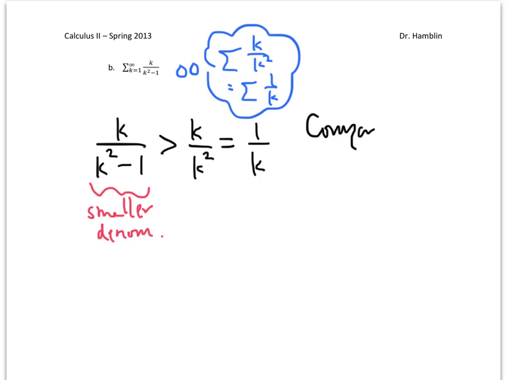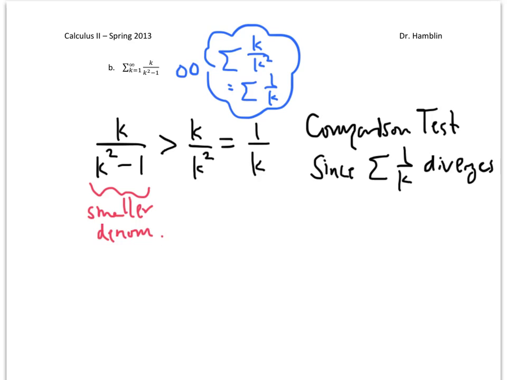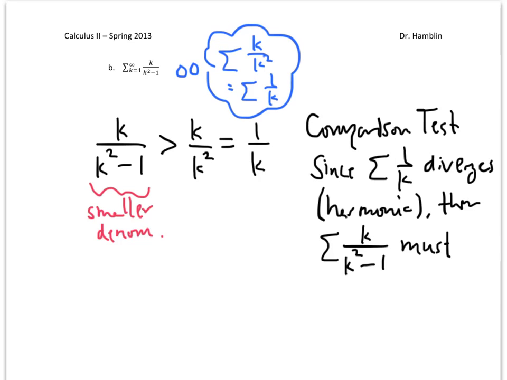So the comparison test says that since the series 1 over k diverges, and we know that because it's a harmonic series, then the series that we have, the sum of k over k squared minus 1, must also diverge. And that's it.